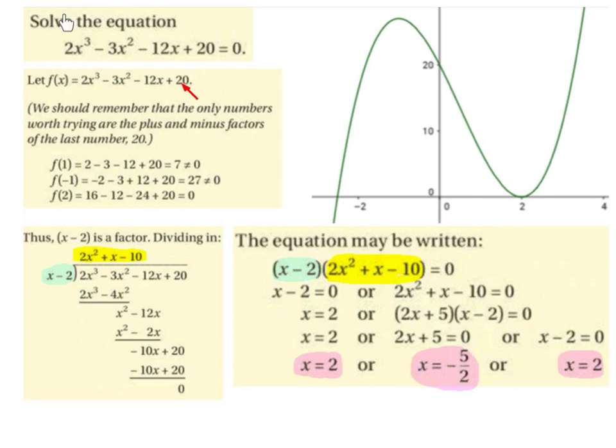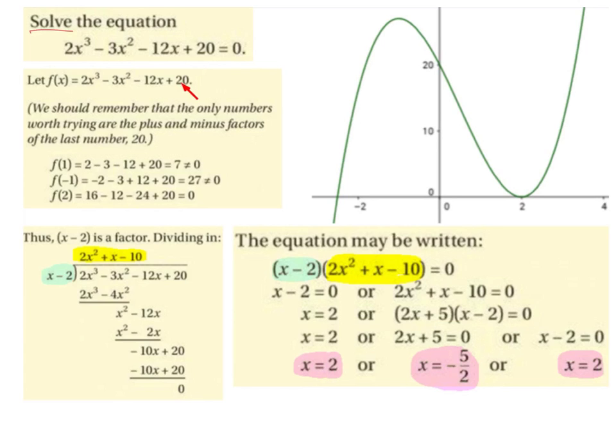So in this question we're asked to solve the equation, which means we have to find what the x values are equal to. We have the same equation again, 2x cubed minus 3x squared minus 12x plus 20 is equal to 0. We worked out our factors to be x minus 2 and 2x squared plus x minus 10. So we're going to let each of these equal 0 and solve. We have x minus 2 is equal to 0, so x is equal to 2. Or we have 2x squared plus x minus 10 is equal to 0. So we're going to factorise. We're going to have 2x plus 5 multiplied by x minus 2.